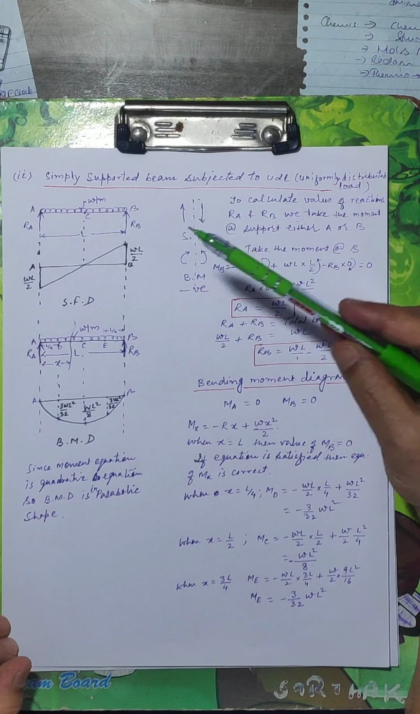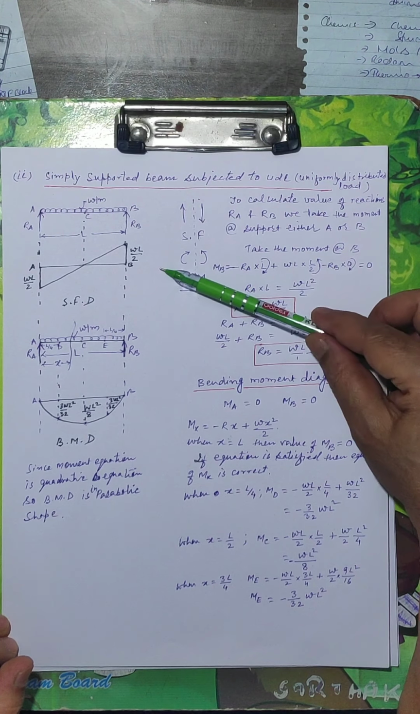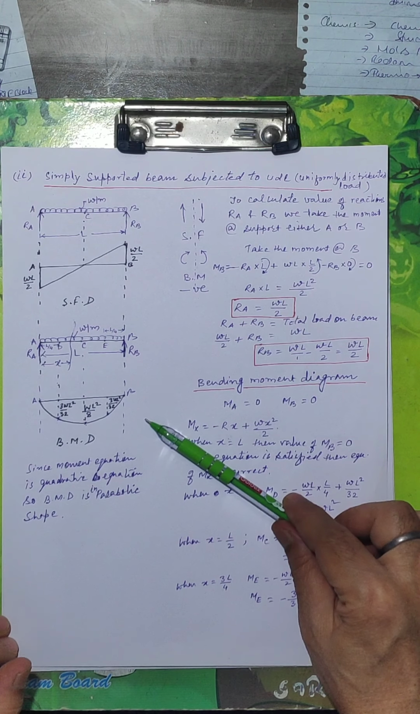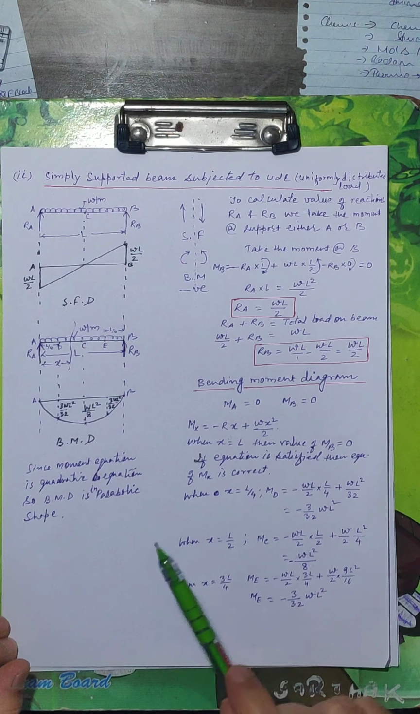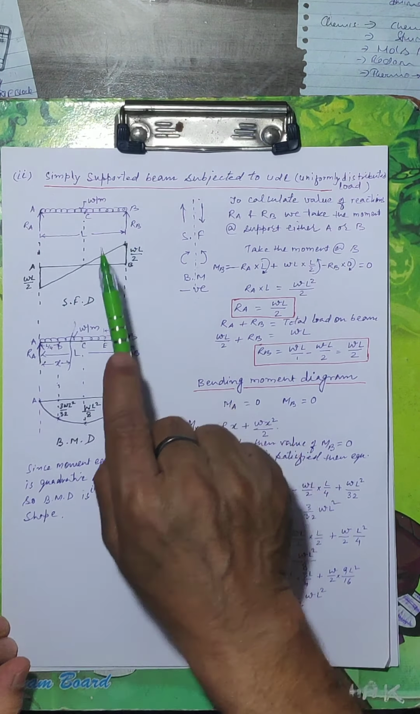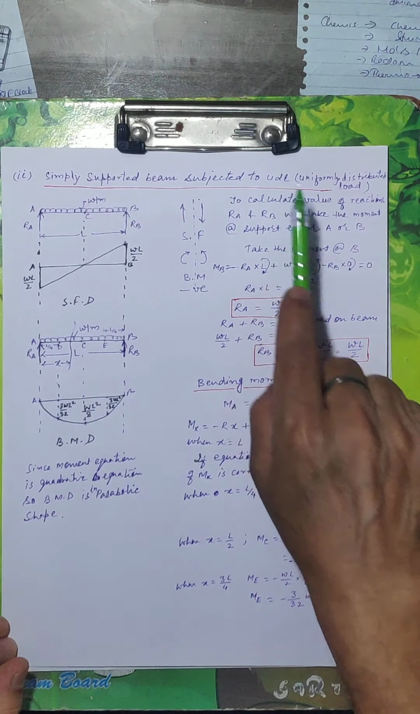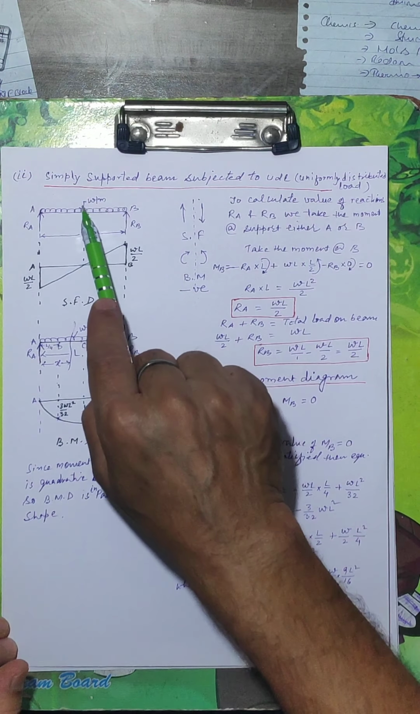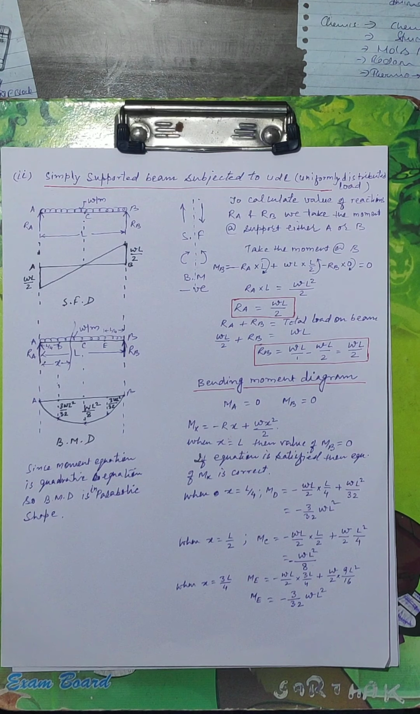This is the shear force diagram. This is the bending moment diagram of a beam that is simply supported and subjected to UDL. The intensity of UDL is W per meter. I think all of you have understood each and everything. That's all. Thank you.